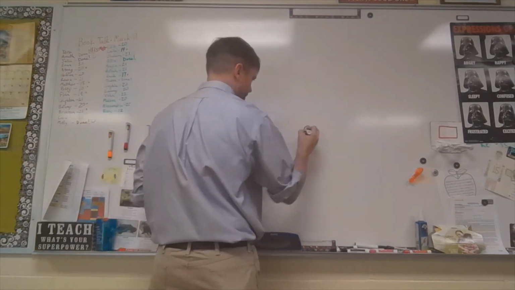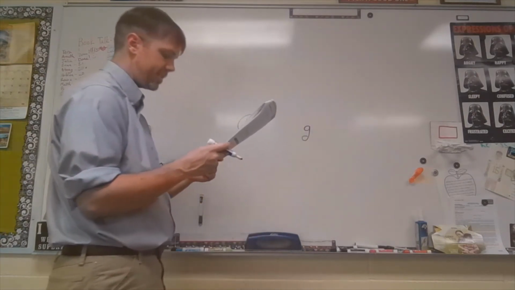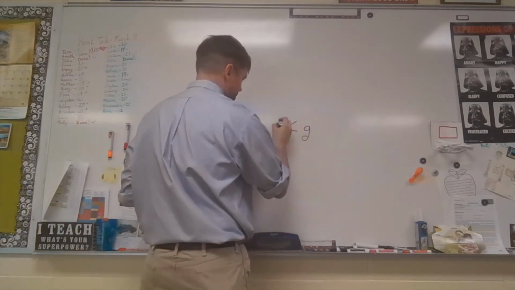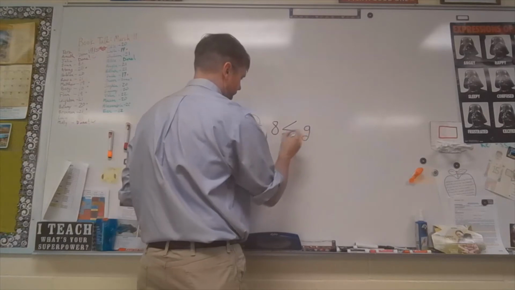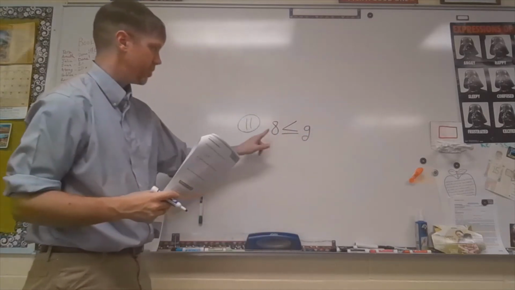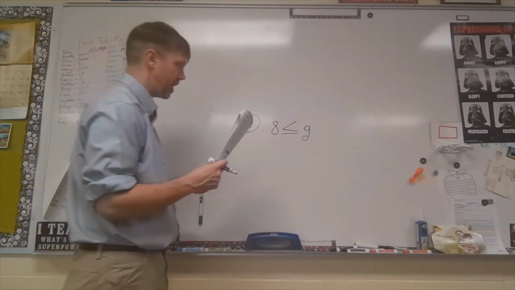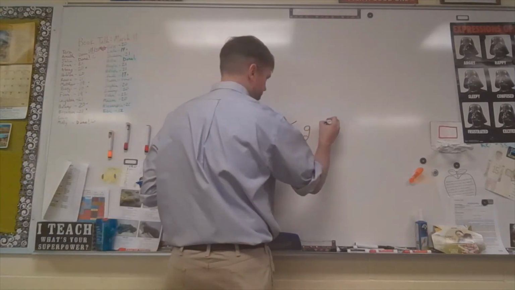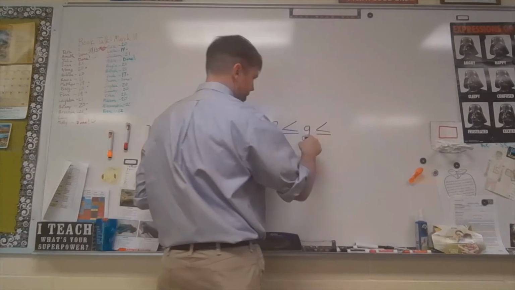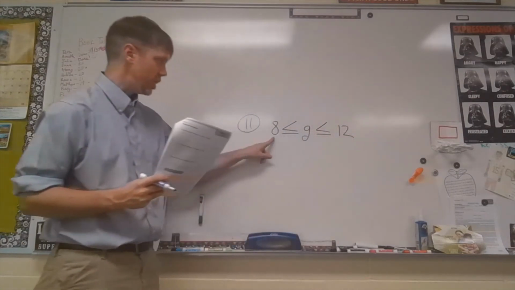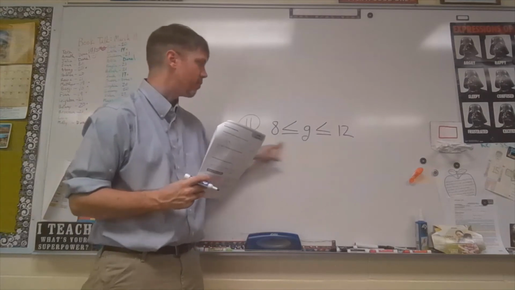So we're going to use G for guests, right? So she wants at least 8, which means that G is going to be greater than or equal to 8, okay? So that's that. But she wants it to have no more than 12, which means that G is less than or equal to 12, okay? So G has to fall somewhere in this range.